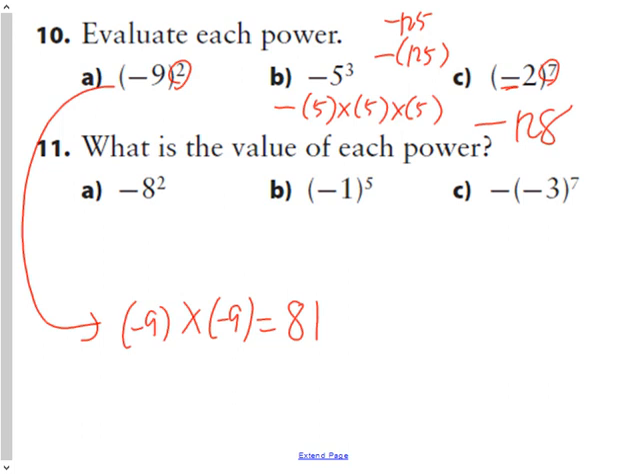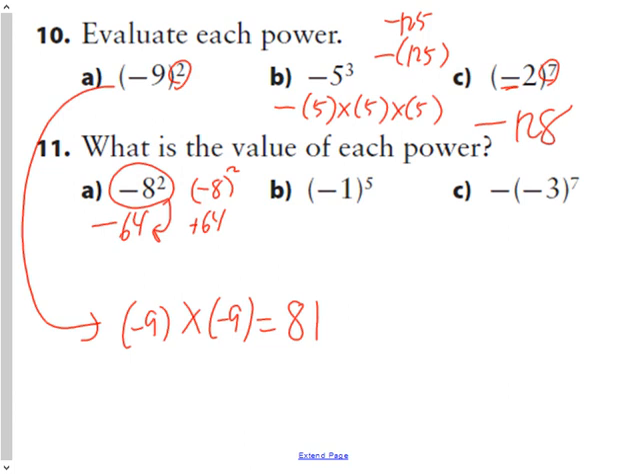11a says, what's the opposite of 8 squared? Since 8 squared is 64, the opposite of that will be negative 64. Now remember, if the question was different, this would be a completely different answer. That would be positive 64 if that was the question. But this is the question, the opposite of 8 squared, which is negative 64.